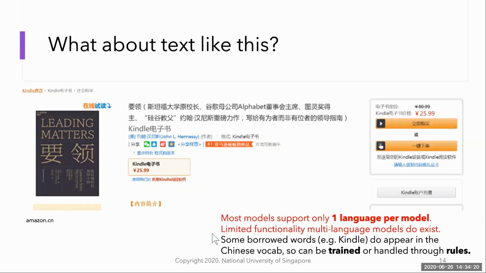Okay, so this is a summary of what I said earlier. Most models only support one language. There are multi-language models, but they have limited functionality. Once you start using it, you will realize you run into quite a few problems. So some borrowed words like Kindle can appear in the Chinese vocab if it's common, like if they don't have a Chinese word for Kindle. So you can train it by updating the model, or you can handle it with rules. So every time I see this character sequence, it means Kindle, right?